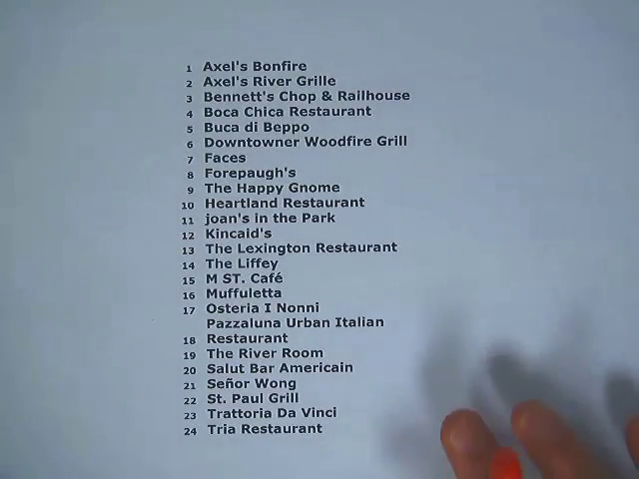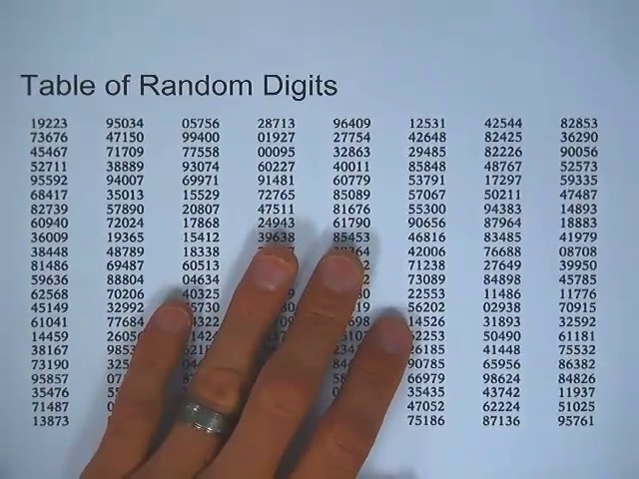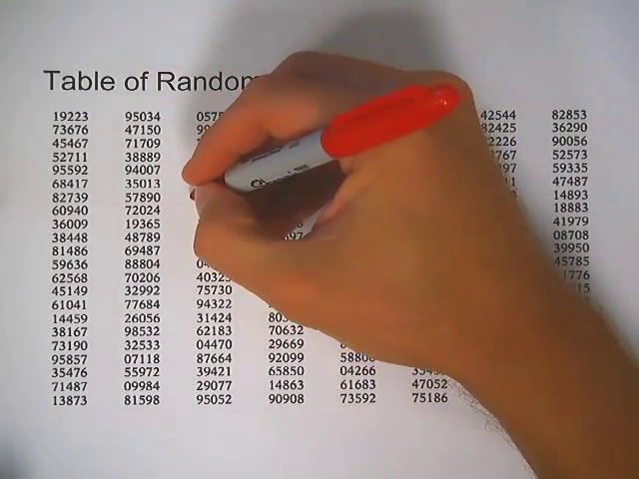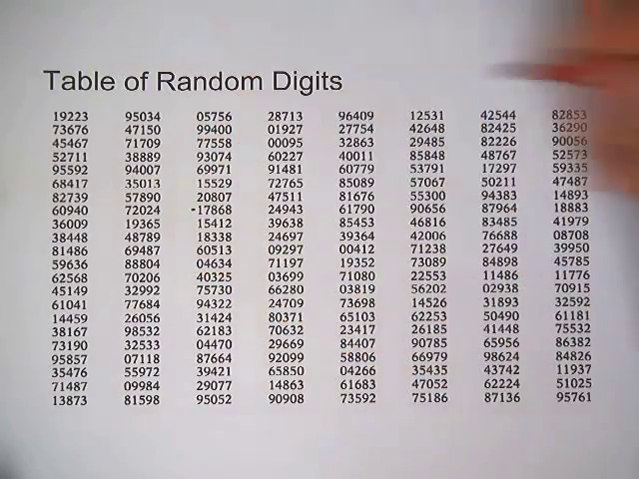Okay, so again, I'm going to do this using a random digit table. Generally they look something like this. When you're on your random digit table, it doesn't really matter where you start. Generally when you're picking random numbers, you just want to pick a different spot to start each time. So I'm going to start here.